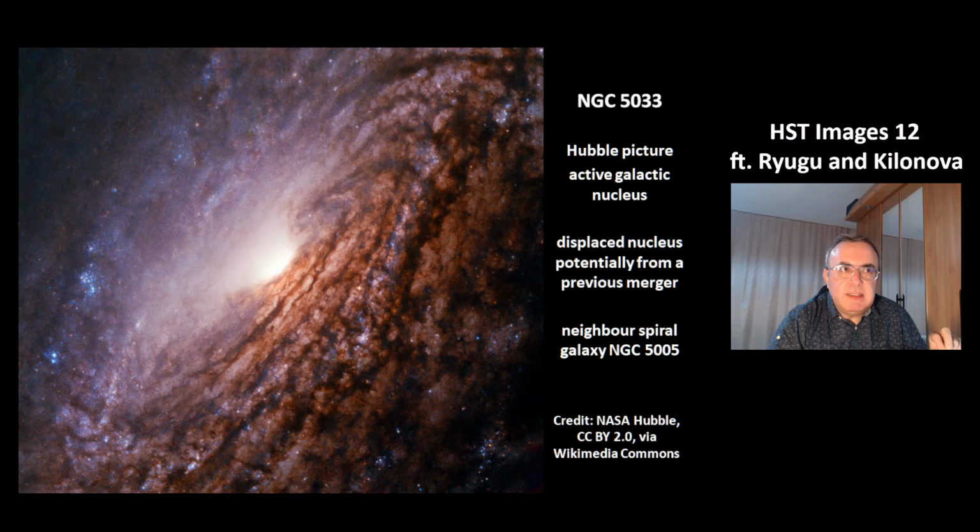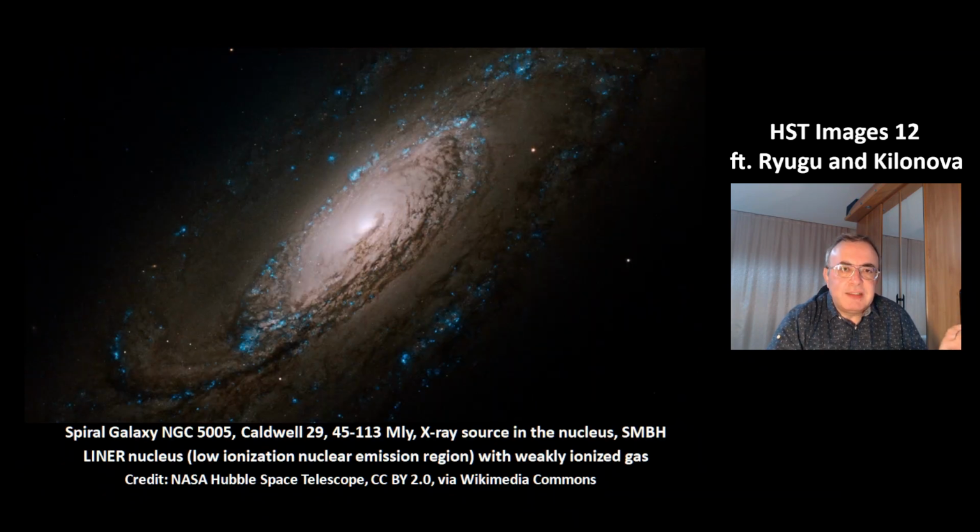The neighbor of this galaxy is the spiral galaxy NGC 5005. This is the neighbor galaxy, the spiral galaxy NGC 5005. It is also called Caldwell 29, at a distance of 45 to 113 million light years. It contains an X-ray source in the nucleus and a supermassive black hole. This kind of nucleus is called a LINER nucleus. It is a low ionization nuclear emission region with weakly ionized gas.